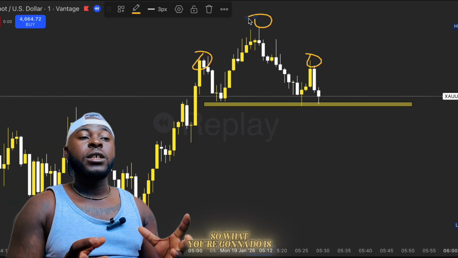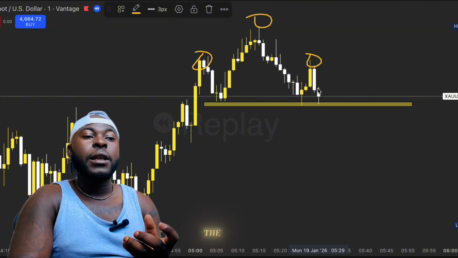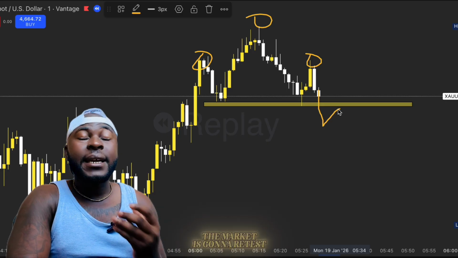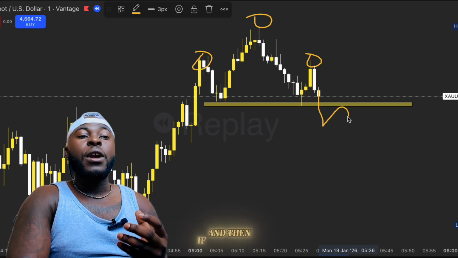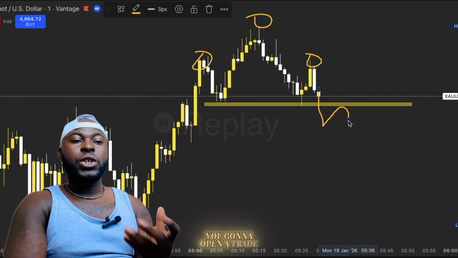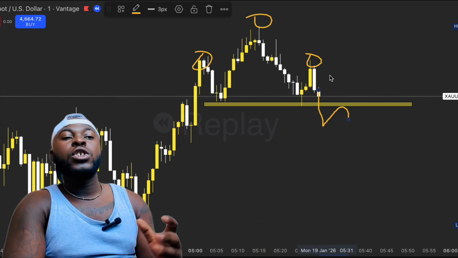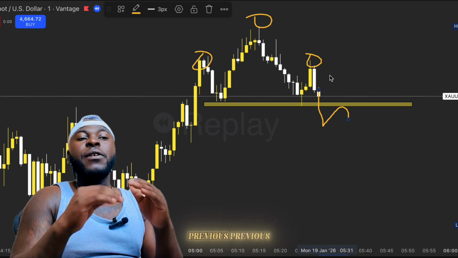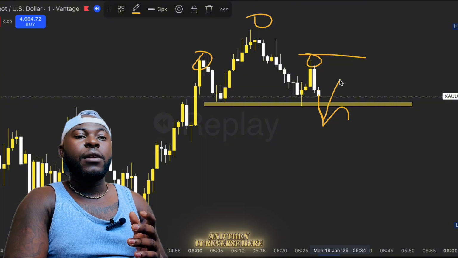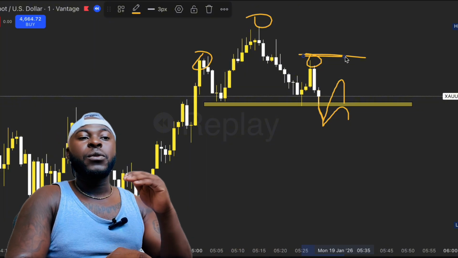So what you're gonna do is wait for the market to break this neckline. Once the market breaks the neckline, it's gonna retest the neckline, and if the market starts going down, that's when you're gonna open a trade. You understand? Once the market retests that one, you can put your stop loss at the previous high. Let's say the market comes down and reverses here and then starts going down, you can put your stop loss above the previous lower high, right?